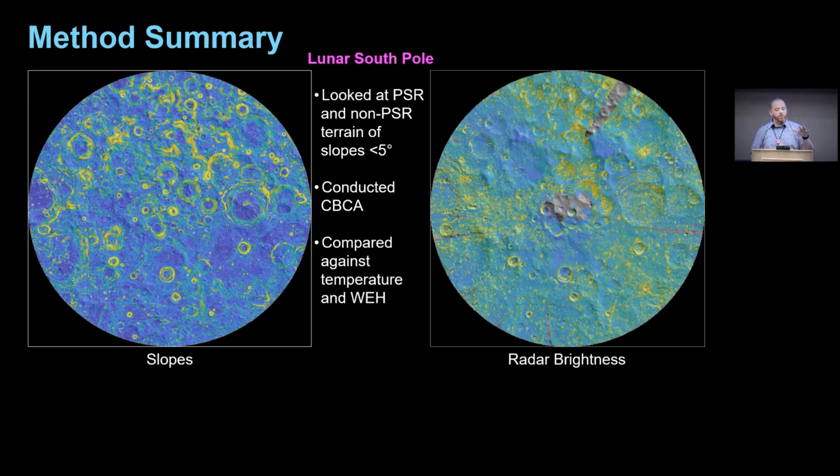So a way to remove those biases is that I also use a slopes map, and I'm only looking at the flat part of the PSR. So I'm controlling for that viewing geometry. Okay, and then over those sections, I'm doing this component analysis.